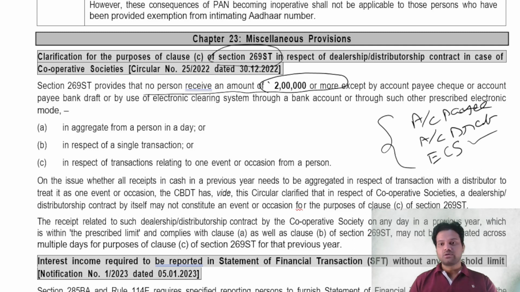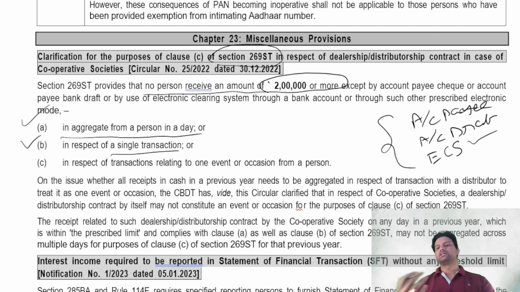They provided a total of 3 clauses here. Clause number 1 says aggregate from a person in a day. So it need not be a single payment. Even if you receive 50,000 in 4 installments, it is covered under section 269ST. If you receive 2 lakhs in 4 installments in a single day, this provision will be attracted. You need to pay a penalty equal to the amount of the receipt. That is clause A. Clause B says in respect of a single transaction. If you receive 2 lakhs or more, it is covered under this provision, and again you need to pay the penalty. Either aggregate or a single payment is covered.